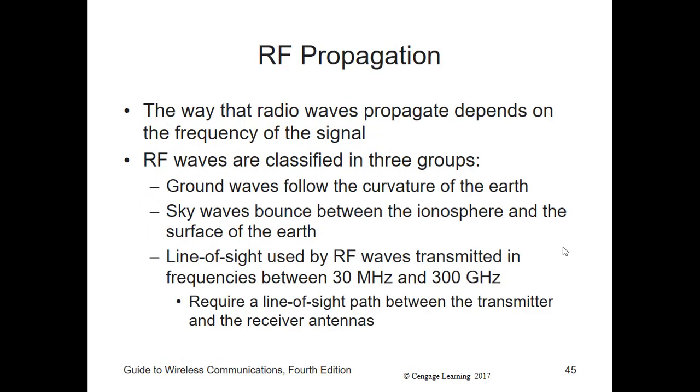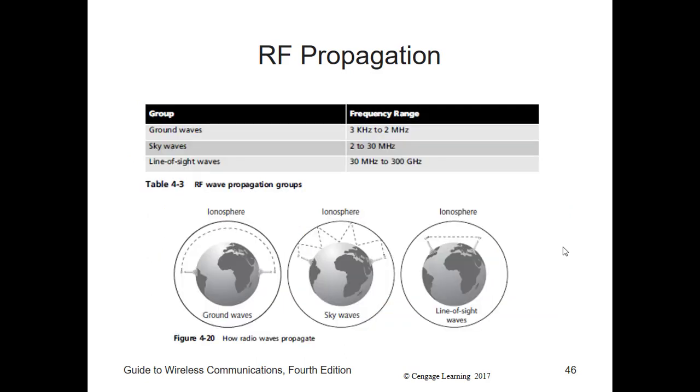So the way that radio waves propagate or move between the transmitter and receiver through the atmosphere of our planet depends on the frequency of the signal. RF waves are classified in 3 groups. Okay? Ground waves, which follow the curvature of the Earth. Sky waves, which bounce between the ionosphere and the surface of the Earth. And RF waves transmitted in frequencies between 30 and 300 require a line of sight between the antenna pair.